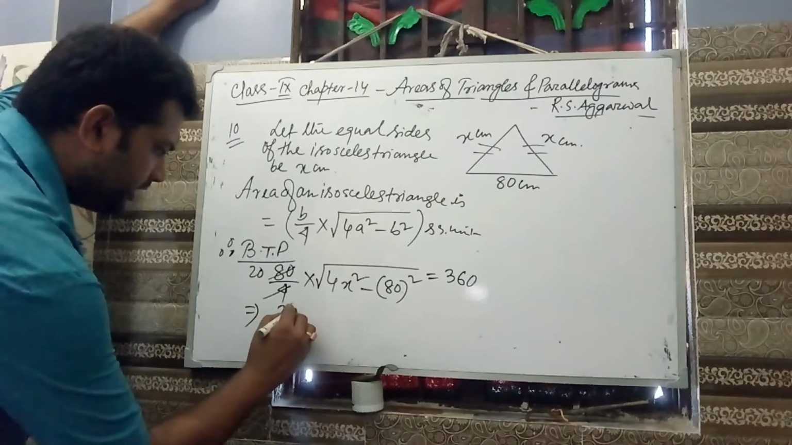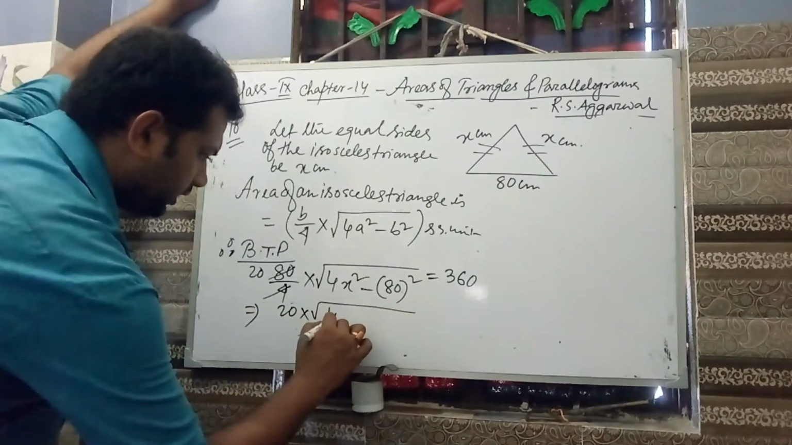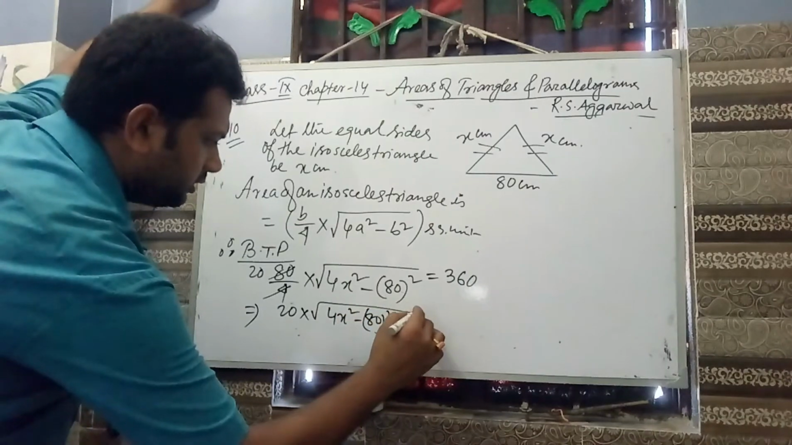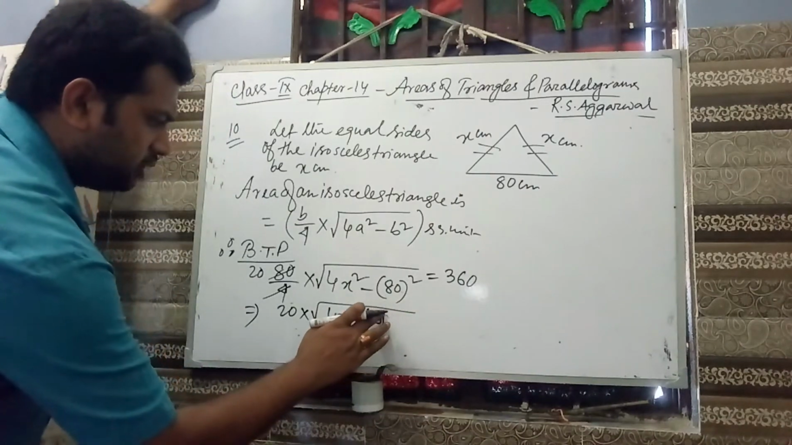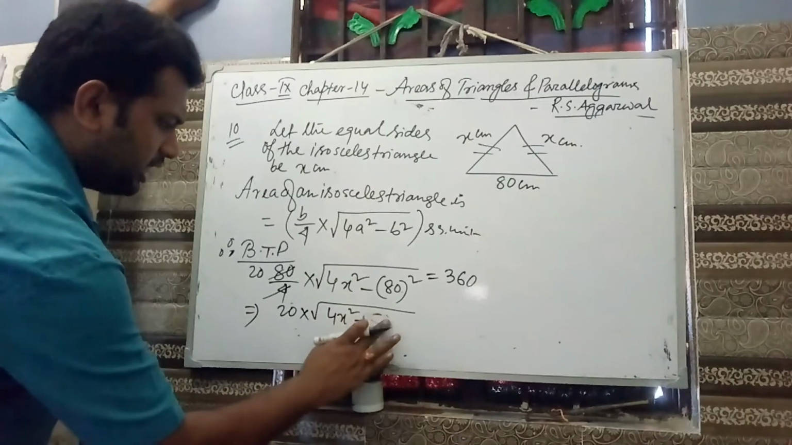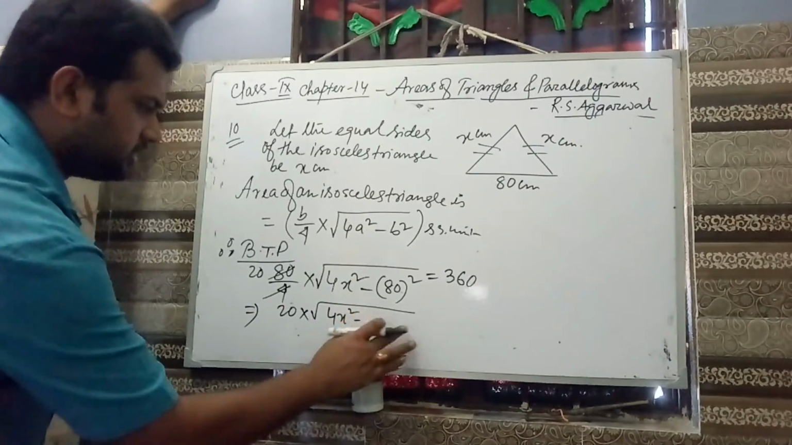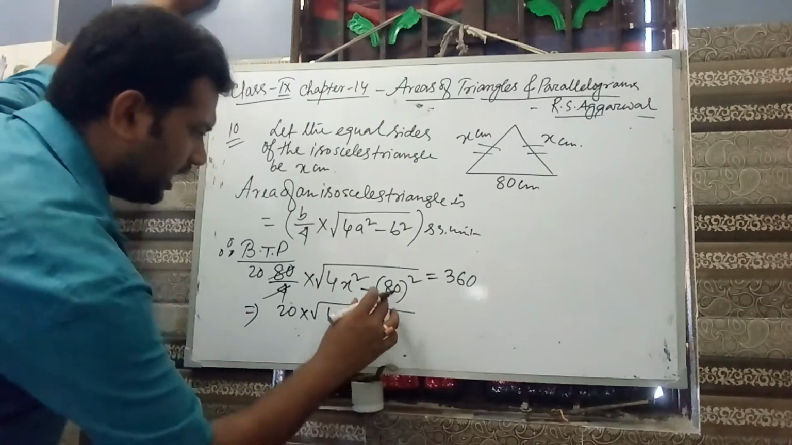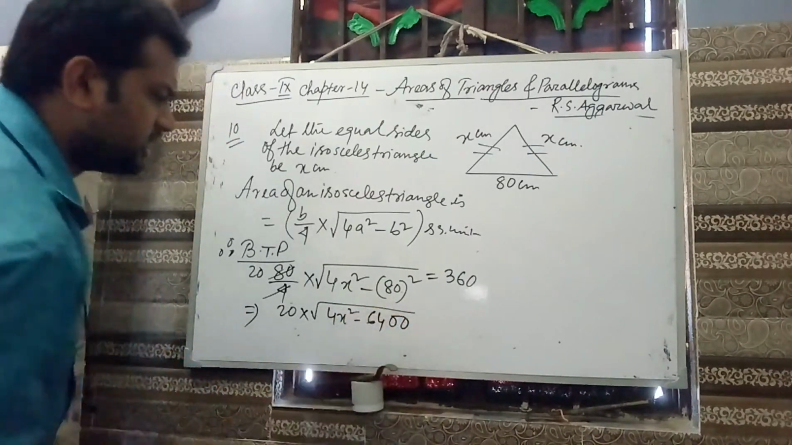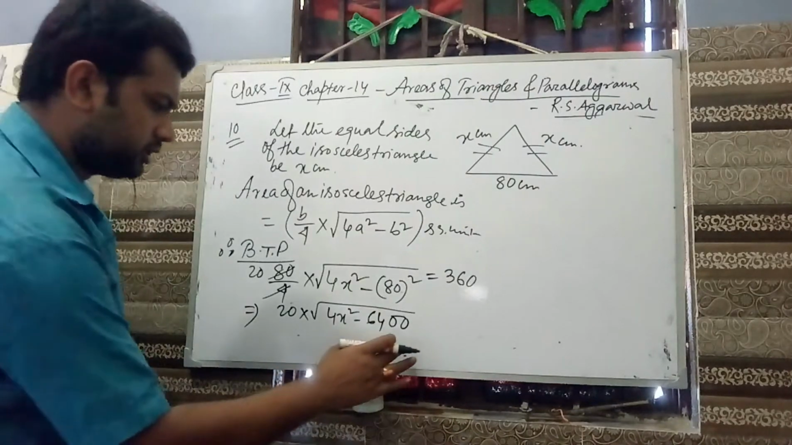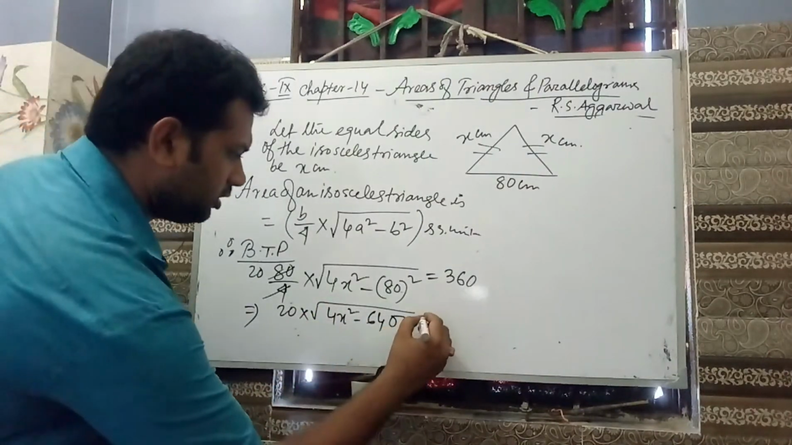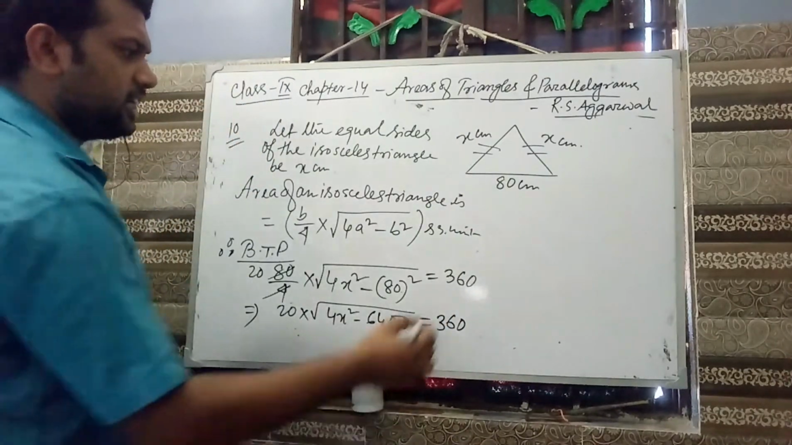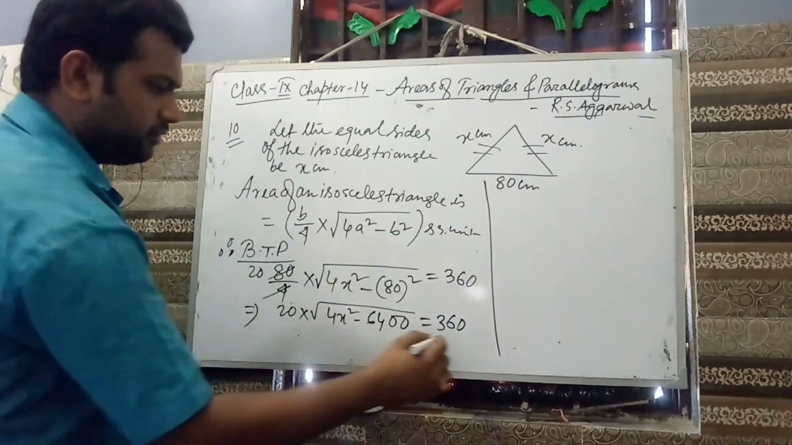So 20 into root over 4x square minus 80 whole square. Instead of writing 80 whole square, you can easily write down the square of 80. Just 8 square is 64. We had a 0, so it will be 6400. Clear? So that is equal to 360. For the next part, next line, I am writing here.